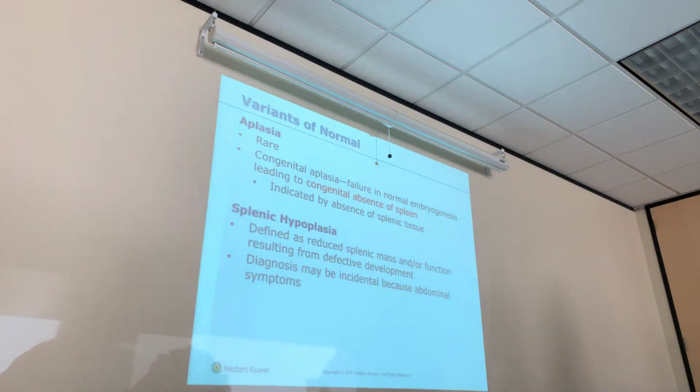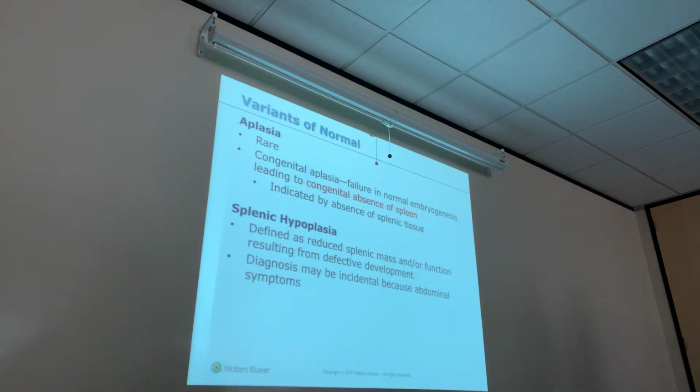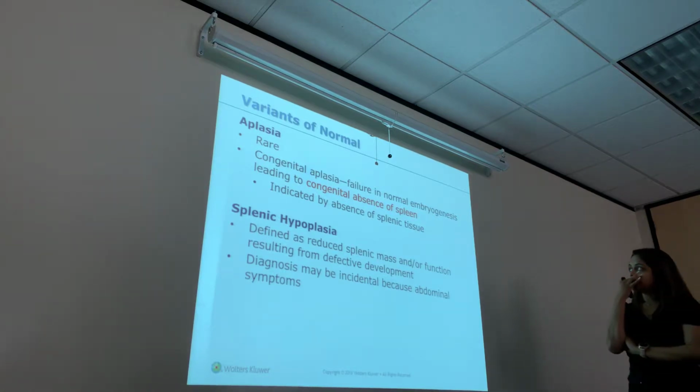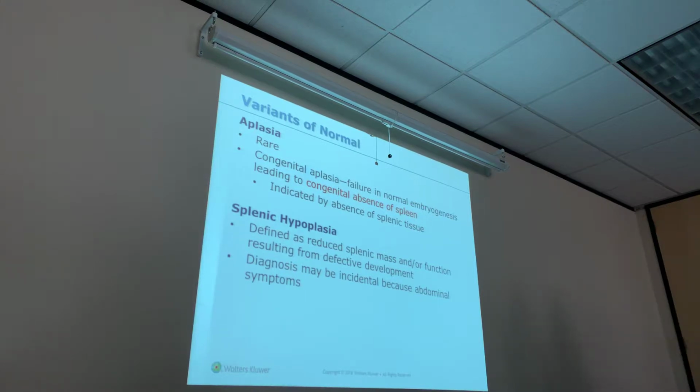Aplasia, which is also rare. A means without. So something during the normal embryogenesis doesn't happen, so they don't have a spleen, leading to congenital absence of the spleen. And it's indicated by absence of splenic tissue. So if the patient comes in maybe for left upper quadrant pain and you're scanning, that's when they'll notice that they don't even have a spleen. And the patient may not even know because we can live without our spleen. We don't have to have our spleen to function.